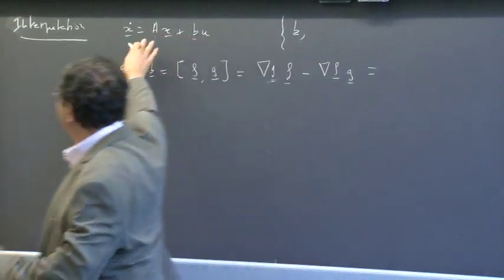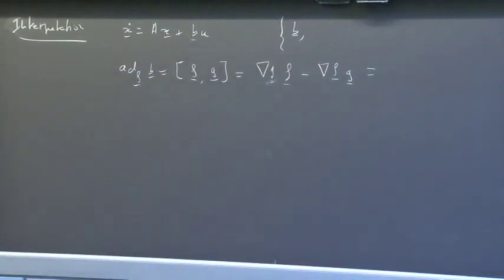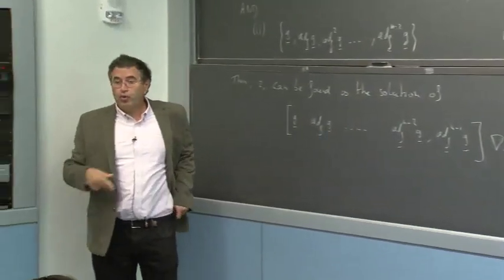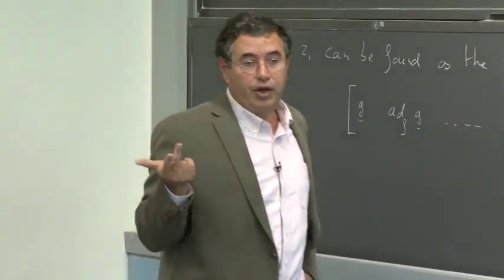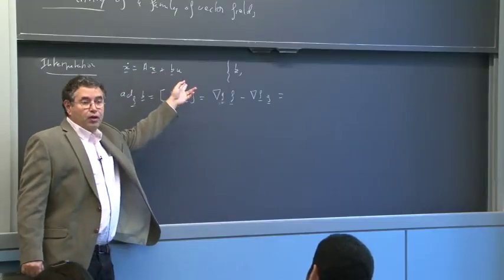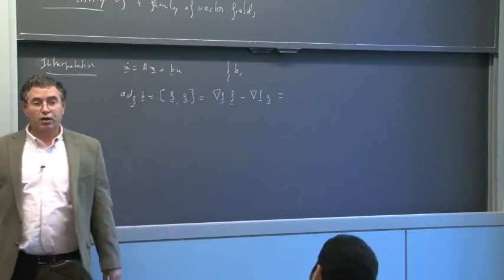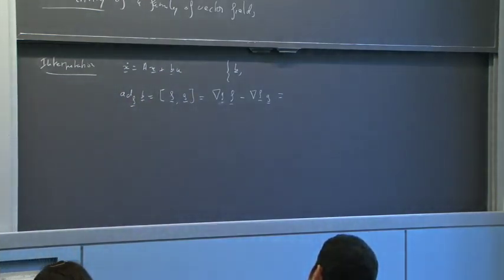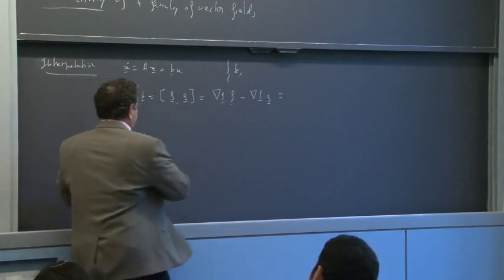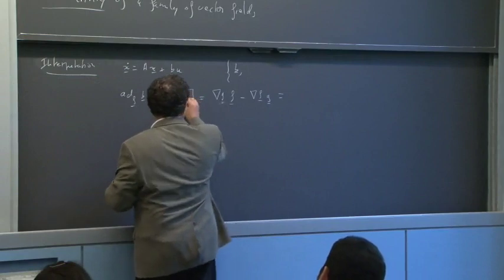Everybody understands what I'm doing? I'm trying to interpret this first equation, and as a very basic way to interpret it, I'm just asking, what does it look like in the linear case? In the linear case, f of x is Ax, g of x is b, the linear time invariant case. A and b are constants. So what's ad_f b? It's f times b, sorry, b.